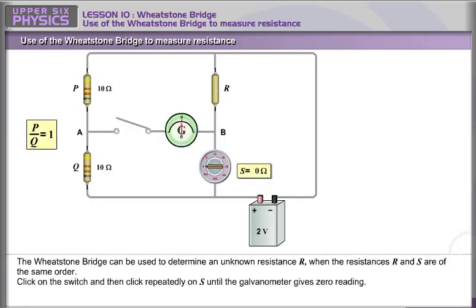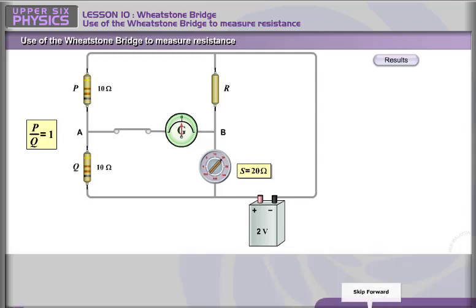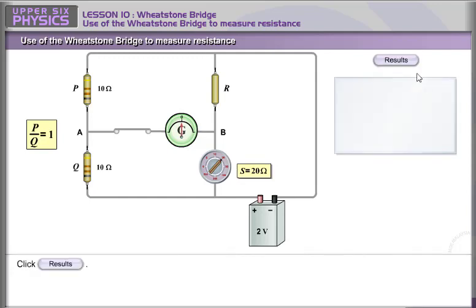The Wheatstone Bridge can be used to determine an unknown resistance R when the resistances R and S are of the same order. Click on the switch and then click repeatedly on S until the galvanometer gives 0 reading. Click the result button.